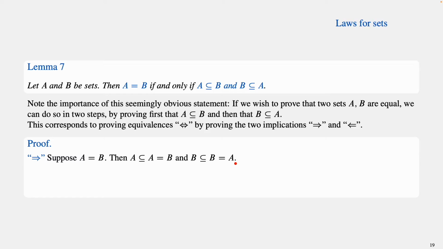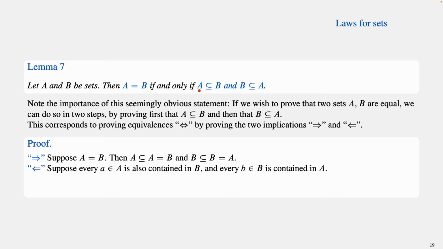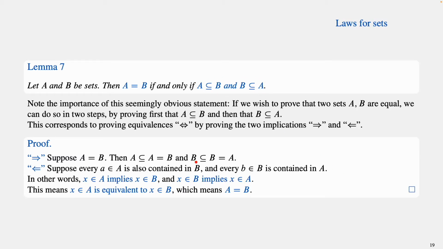And yeah, that's it. For the other direction, I now assume that A is a subset of B and B is a subset of A, and I want to prove that they are equal. So suppose every element of A is also contained in B, that is this one, and at the same time every element of B is also contained in A, that is this one, and both of them should be true by assumption now. So this means, in other words, that X in A implies X in B, and X in B implies X in A.